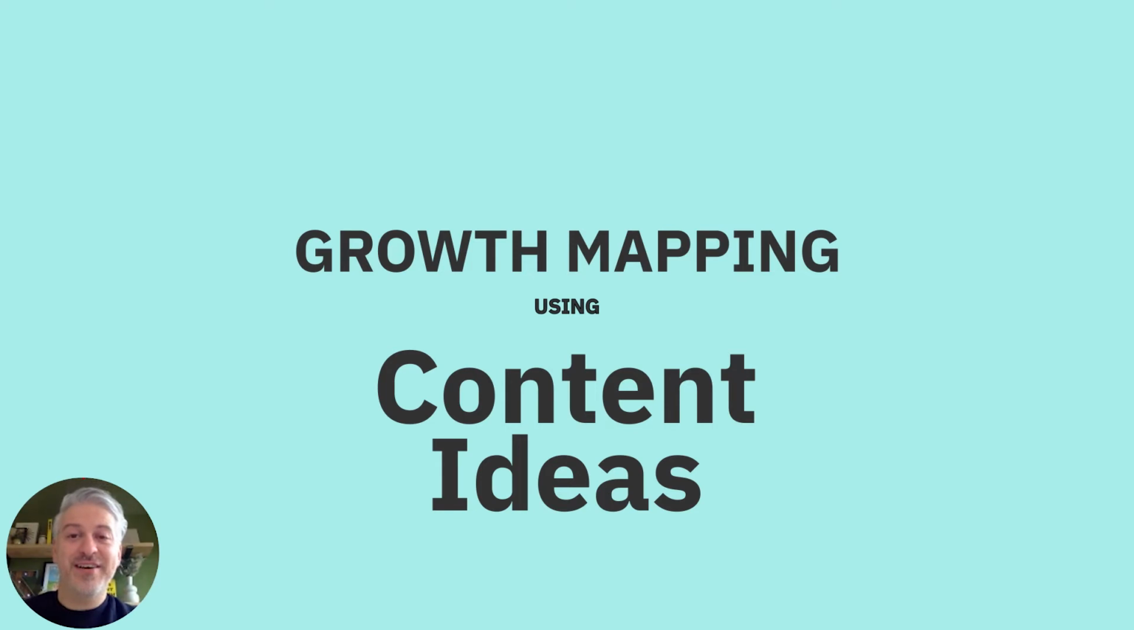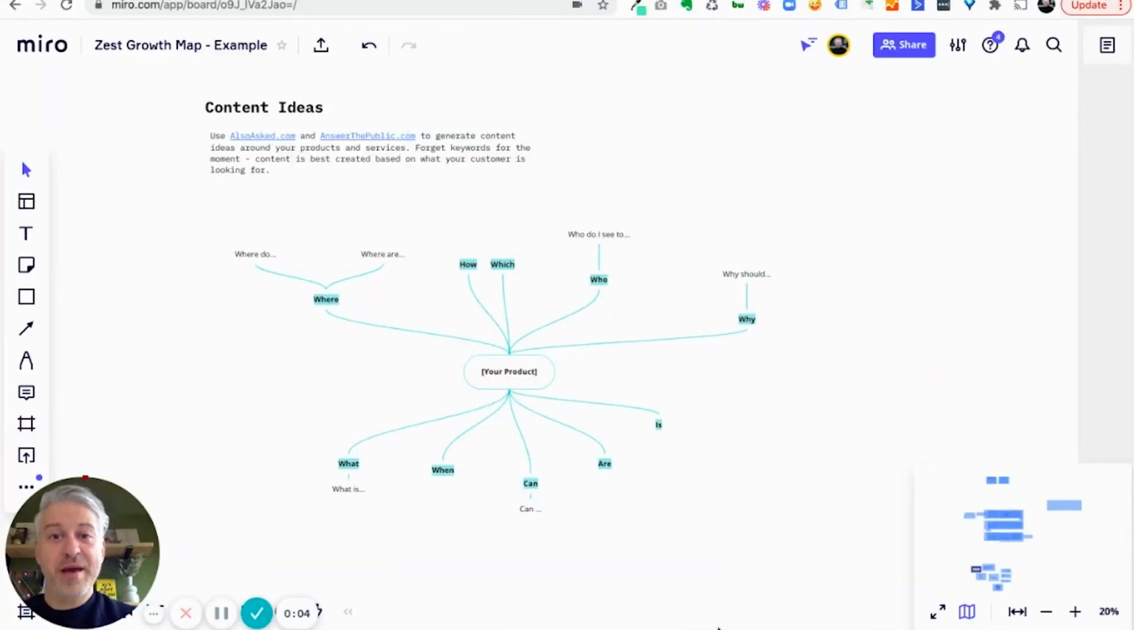So this is the content ideas exercise from our growth mapping section. And what this is really good for is to generate ideas around the kind of questions that your potential customers might be asking. And in particular, you can also start to map these questions to different stages within their journey. So whether it's kind of discovery-based questions, for example, if someone is trying to find out how to do something, or further down the line, which is maybe a more qualified question.